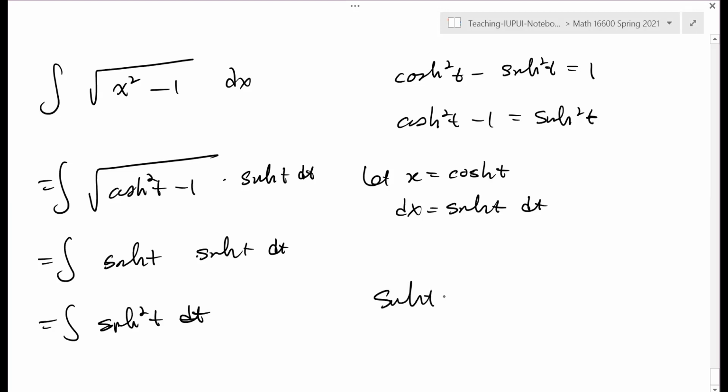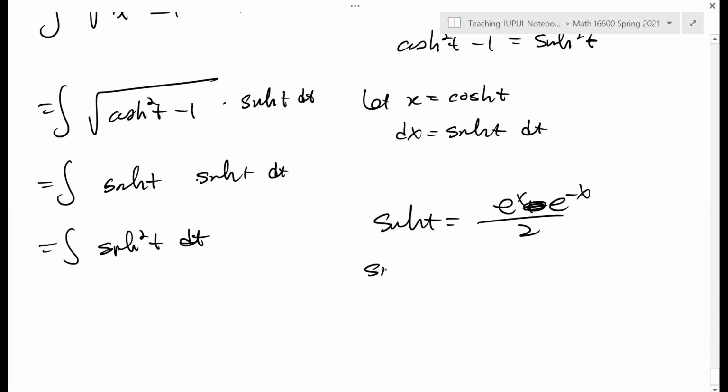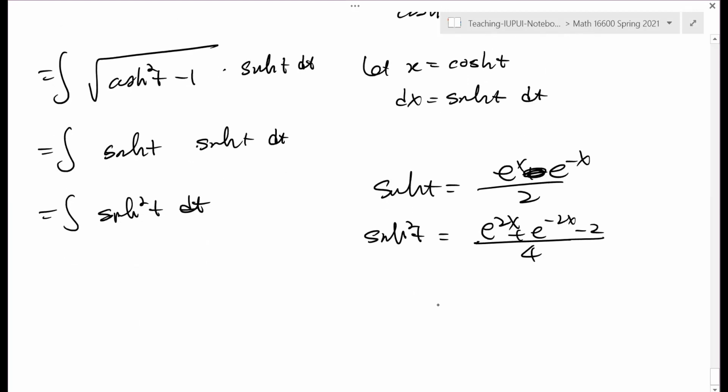Think about it. Hyperbolic sine t is e to the t minus e to the negative t, over 2. So when you square it, it's even simpler: e to the 2t plus e to the negative 2t minus 2, over 4. So you can evaluate each of them, then change it back. You can also write it in the following way, like a double angle formula.